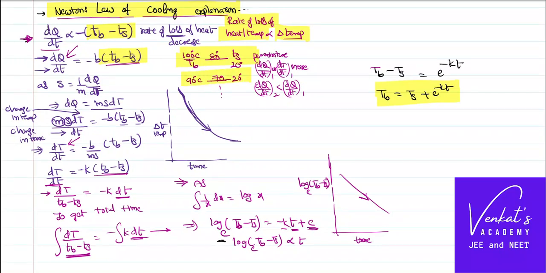That can be further proved as: rate of loss of heat or rate of change in temperature is directly proportional to temperature difference between body and surroundings. Correspondingly, you can get the graphs like this, right? People sometimes ask graphs also, and also ask some problems.